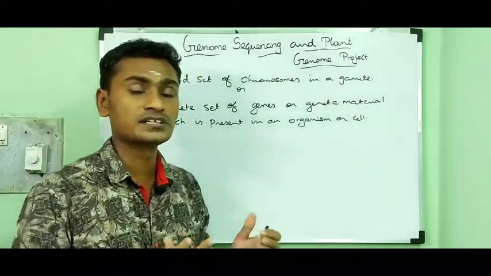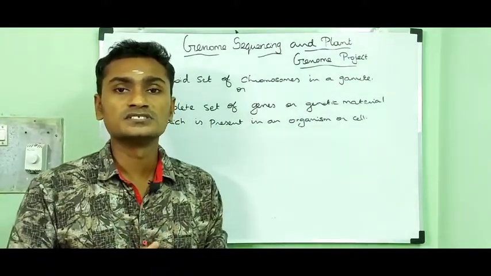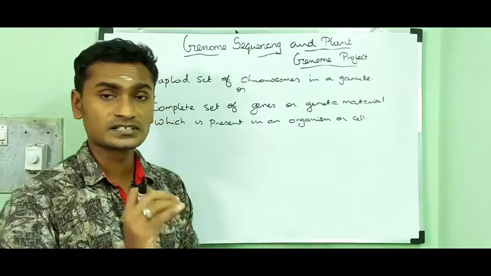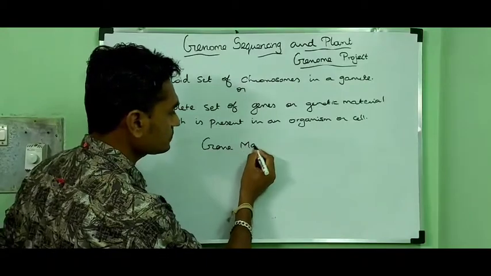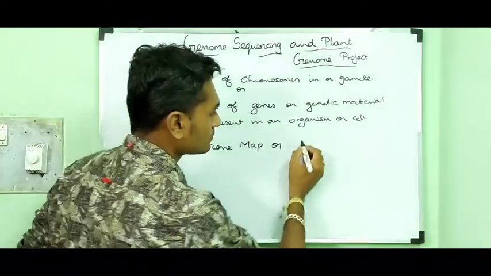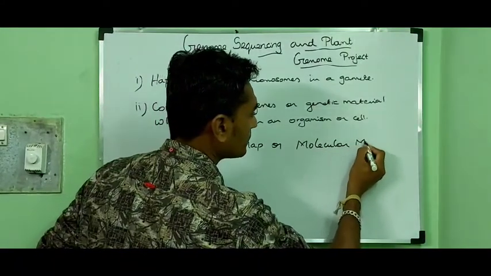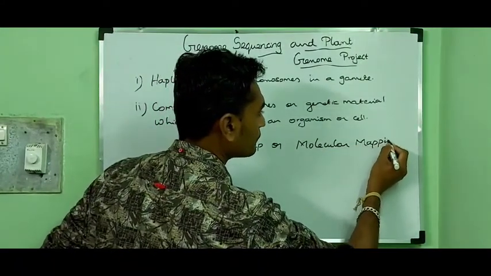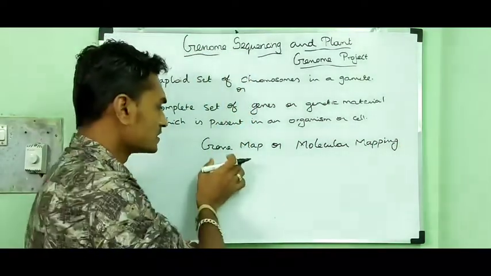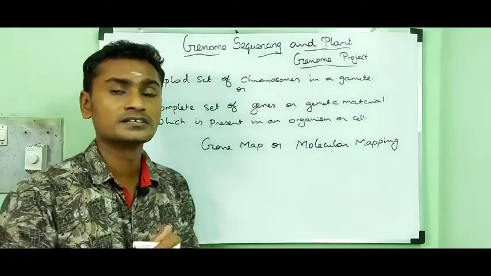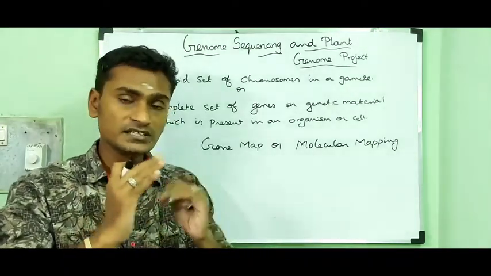So the techniques like PCR, polymerase chain reaction, and recombinant DNA are helpful in constructing gene map or molecular mapping of many plant genome. So the gene map is nothing but a method used to identify the locus of gene and distance between the genes.